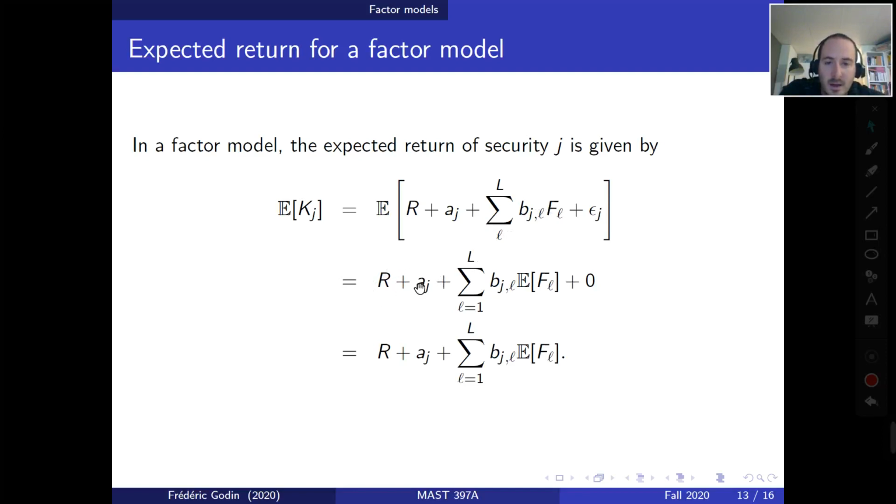It's a constant. A_J, again, is a constant, so it goes out of the expectation. Here, the expectation is linear, so the expectation of the linear combination of factors is the linear combination of expectations of factors. Plus the expectation of the noise term, which we said is always 0. So then we have the following relationship. This is, under the factor model, the expected value of the return of firm J, or of security J.